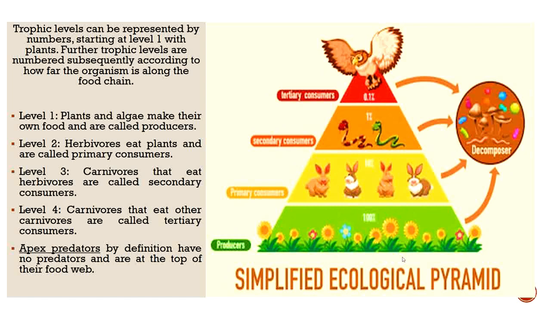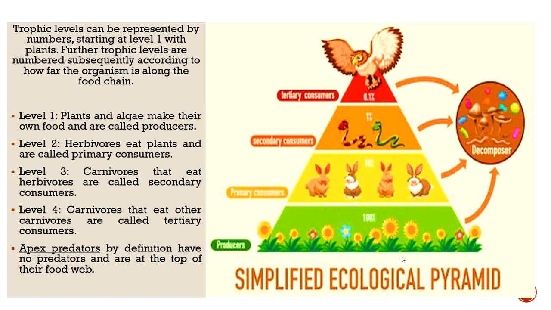So we have level 1 for the plants, that's on the bottom of the pyramid. It's a simplified ecological pyramid. That's why it's like a triangle. For the producers, it's colored green, also known as autotrophs. They are level 1. Level 2, on the other hand, are herbivores that eat plants and are called primary consumers. Primary because they are the first ones to consume the plants. All right, they are level 2.